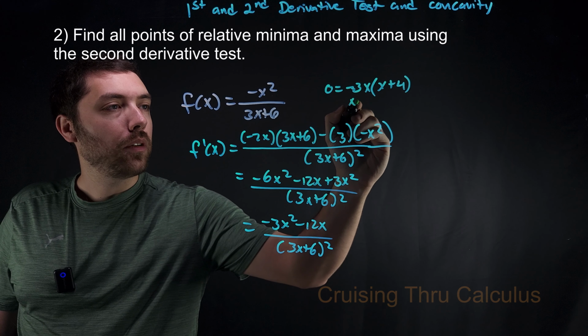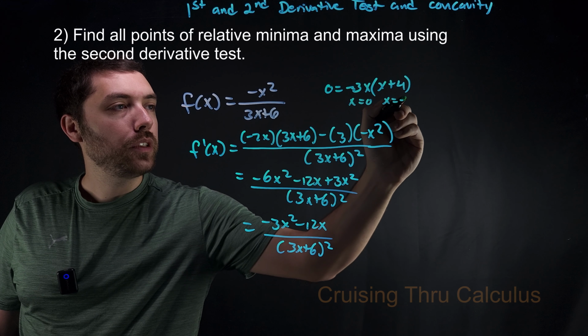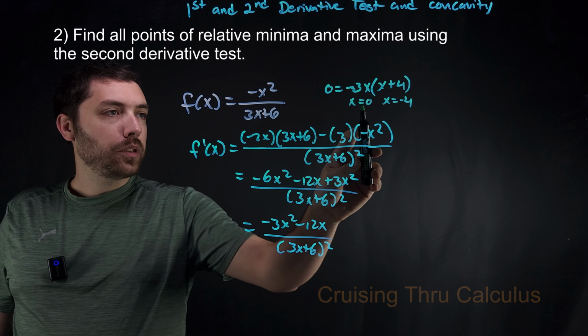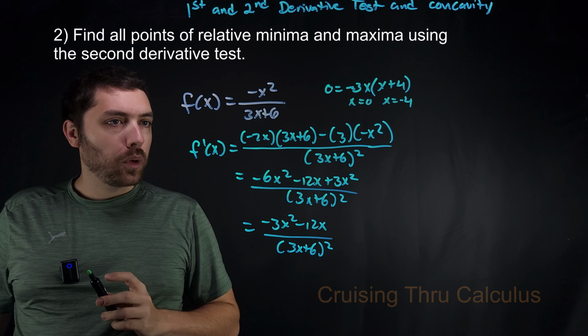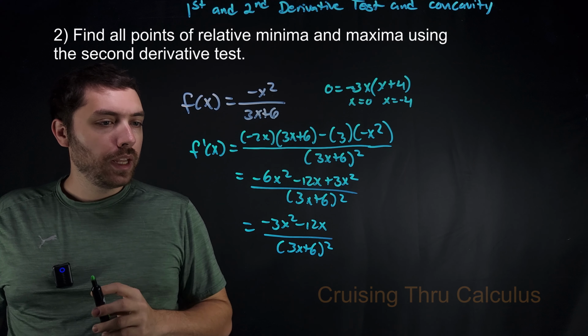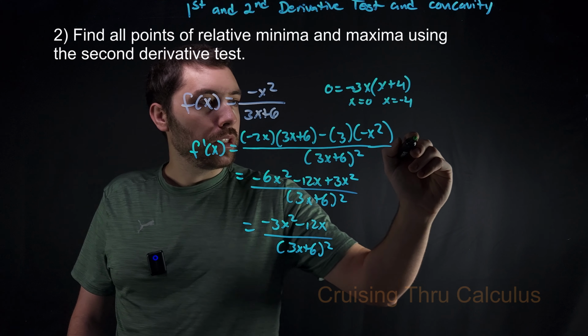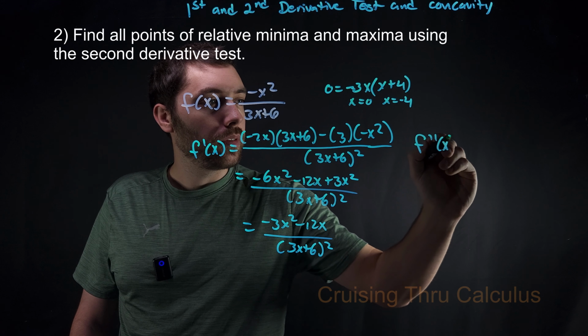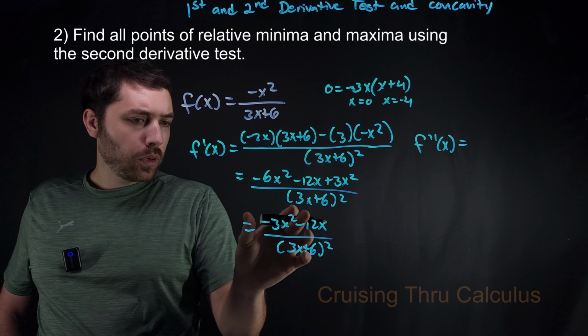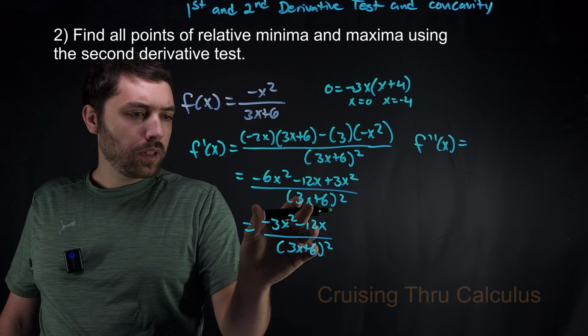All right, now I can see that the derivative is equal to 0 when x is equal to 0 and when x is equal to negative 4. Okay, this is good. Now it's time to find the second derivative. So to find the second derivative, that means finding the derivative of the derivative. So we're going to need the derivative of this here.